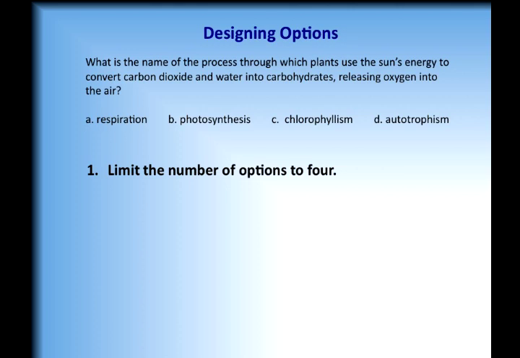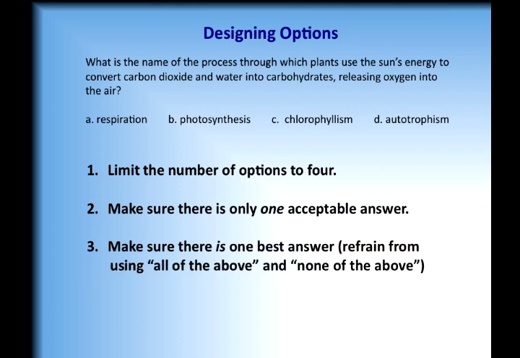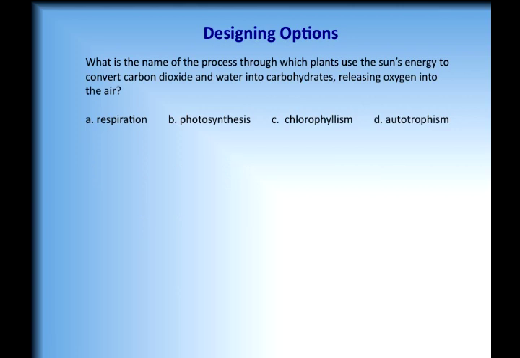4 seems to be the most effective number of options. In this case, photosynthesis is the only best answer. Using all of the above and none of the above are tempting, but they reduce the accuracy of the test in assessing the content. Absolutes can throw off the students, having them think there must be one exception. This too reduces the accuracy of the test in assessing content.